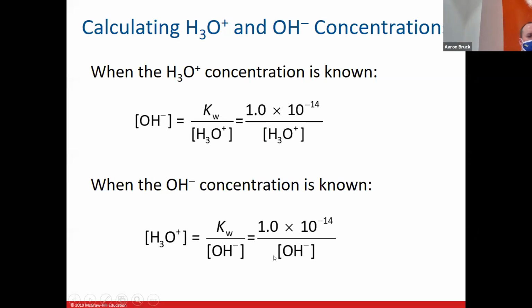So for example, if I know the hydronium concentration, I can figure out the hydroxide concentration by taking that hydronium concentration and dividing it into 1 times 10 to the negative 14th. And if I know the hydroxide concentration, I can do the exact same thing. Kw divided by the hydroxide concentration would give me the hydronium concentration.